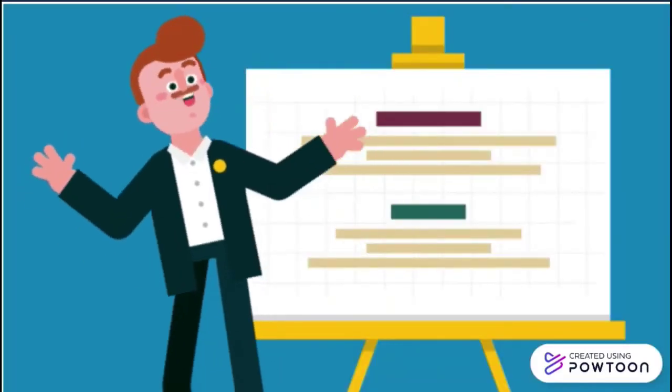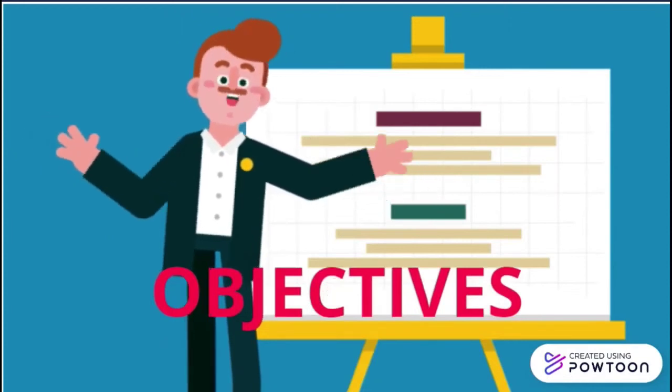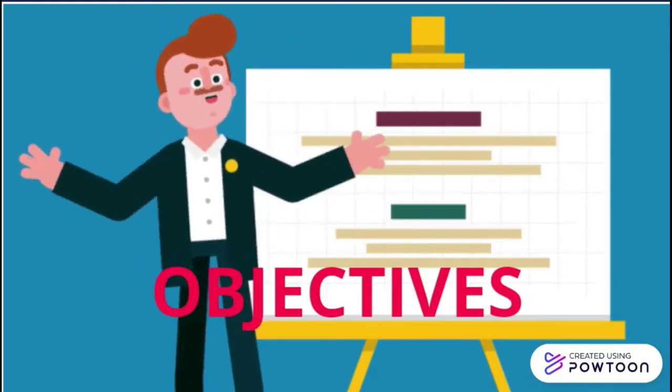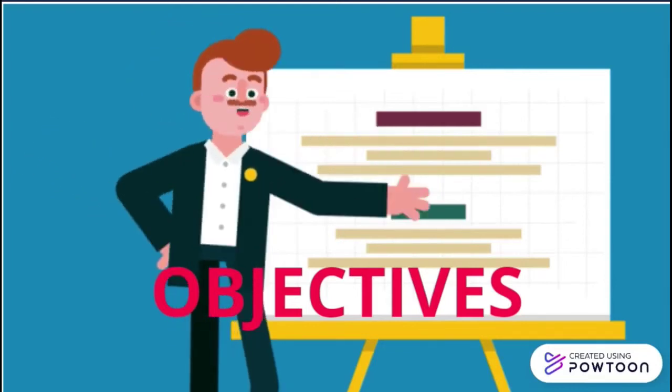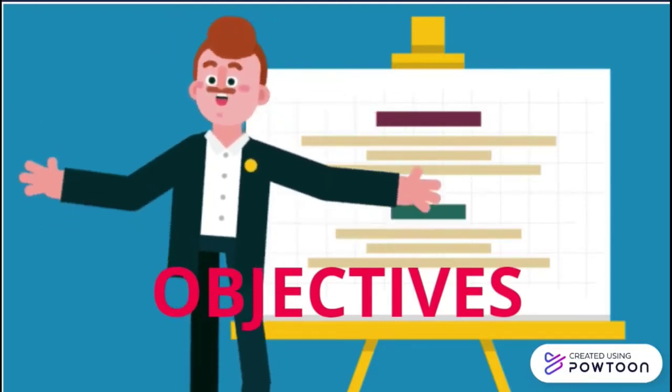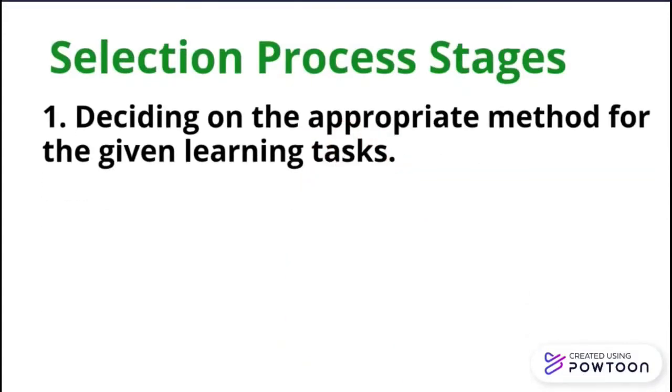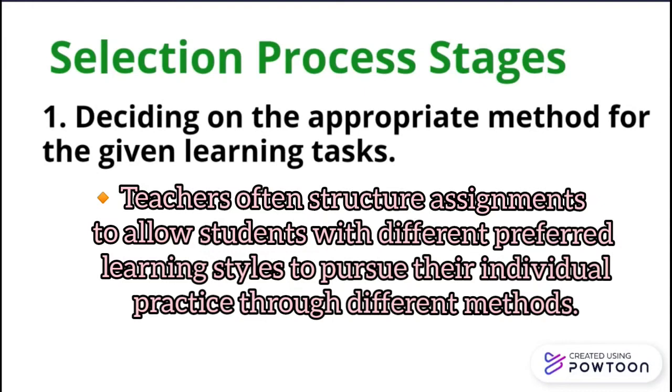At this step, the instructors should connect the audience to the objectives. But how do we connect these two? To connect the two, the teacher must determine what method to use. A systematic plan for using media demands that the media be selected systematically at first. So the selection process has two stages. Number 1, deciding on the appropriate method for the given learning task. First, it would be overly simplistic to believe that there is one method that is superior to all others or that serves all learning needs equally well. Teachers often structure assignments to allow students with different preferred learning styles to pursue their individual practice through different methods.